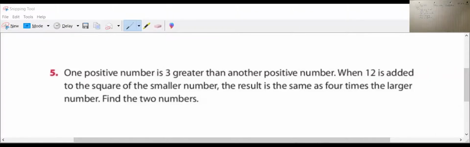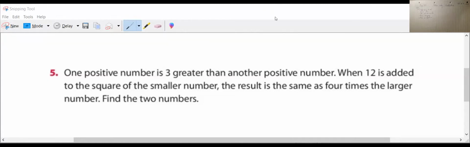Hey everyone, we're looking at problems involving quadratic equations. That's page 37357 there. We're starting with question 5, which says that one positive number is 3 greater than another positive number. 12 is added to the square of the smaller number. The result is the same as 4 times the larger number.